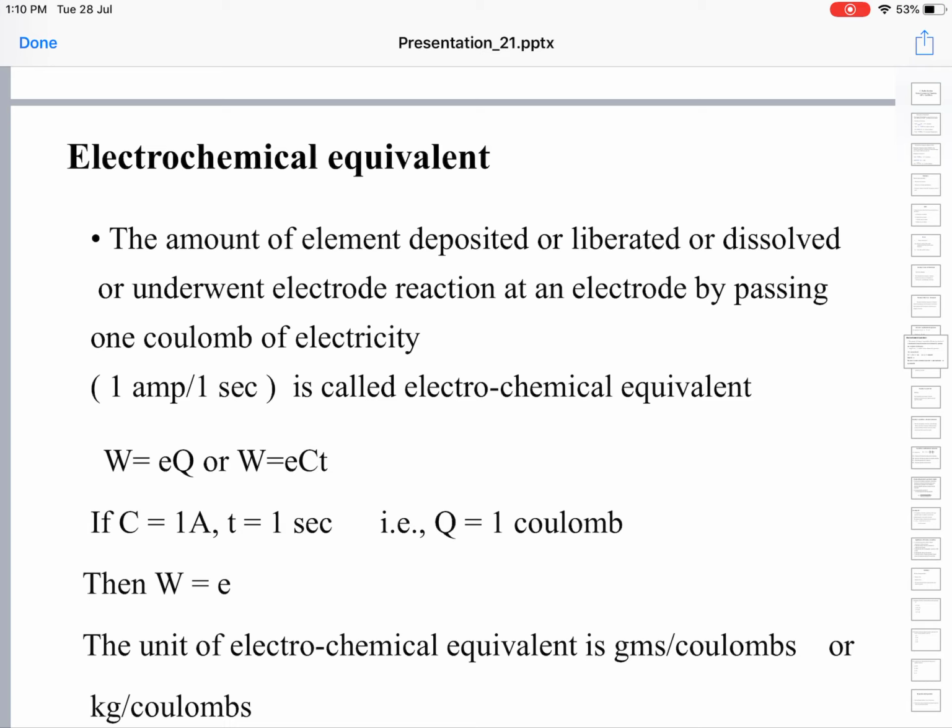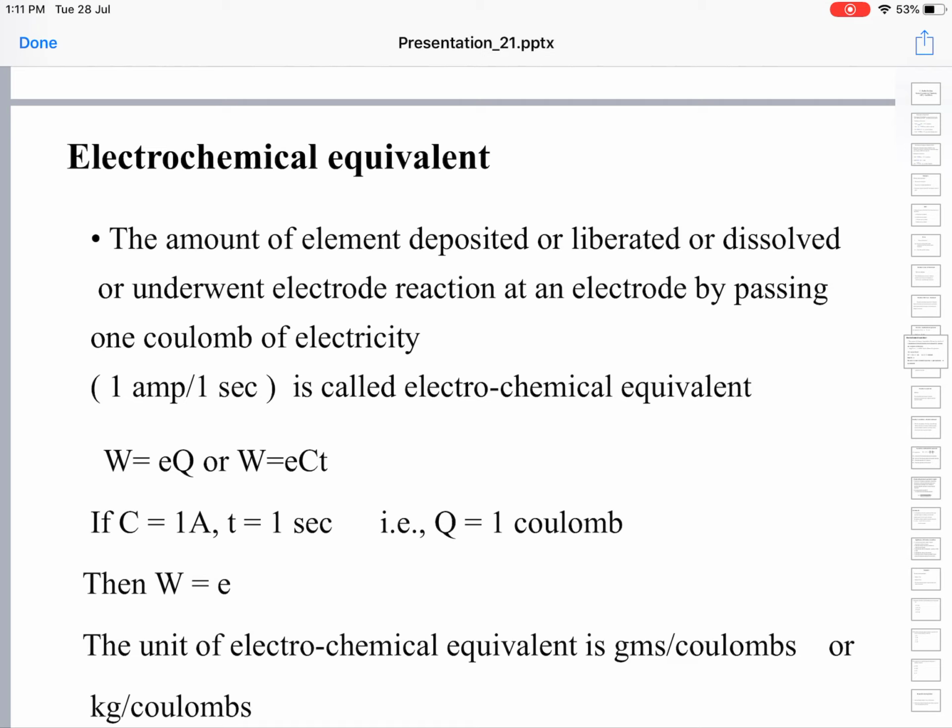That means the amount of element deposited or liberated or dissolved at an electrode by passing 1 coulomb of electricity. So, electrochemical equivalent is the amount of substance deposited or liberated by the passage of 1 coulomb of electricity. Coulomb is amperes in seconds. So, 1 amp per 1 second is equal to 1 coulomb.